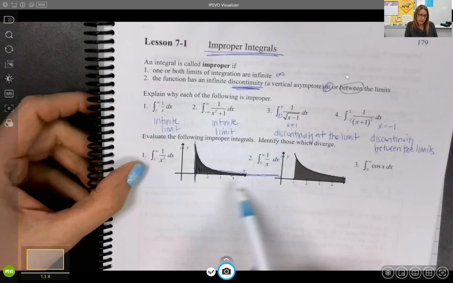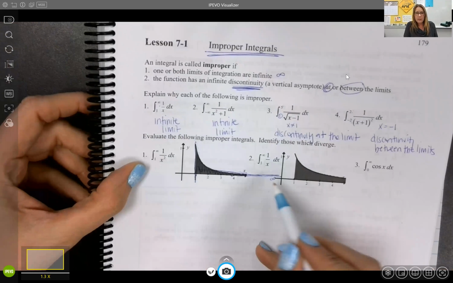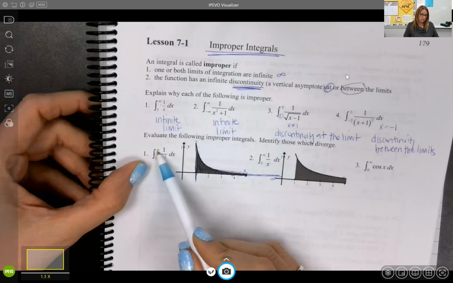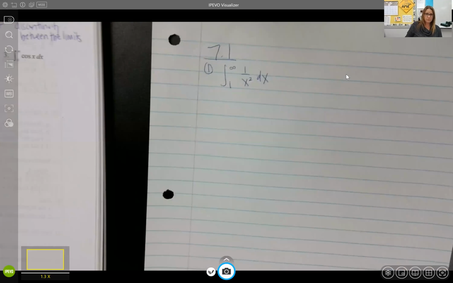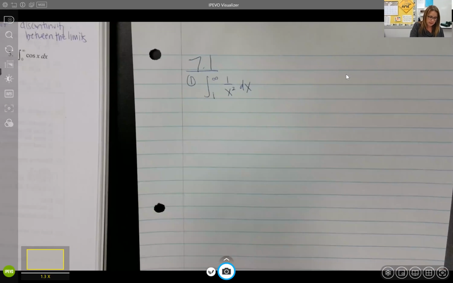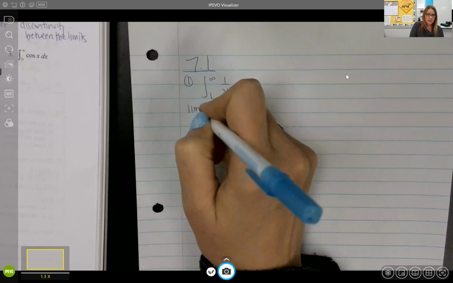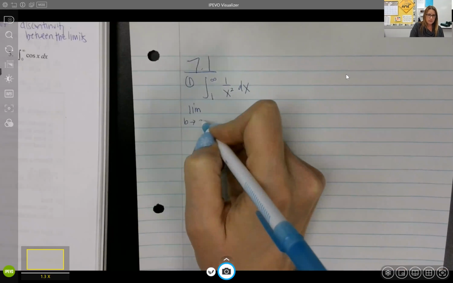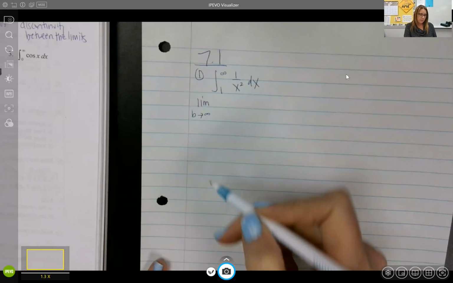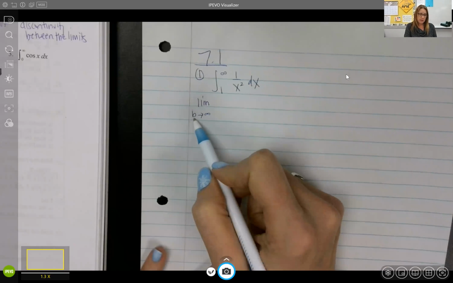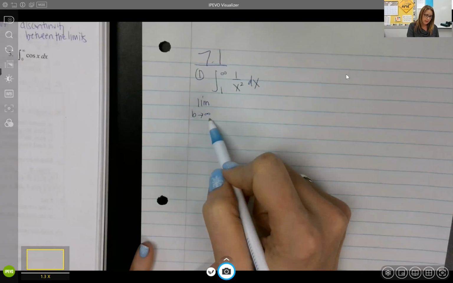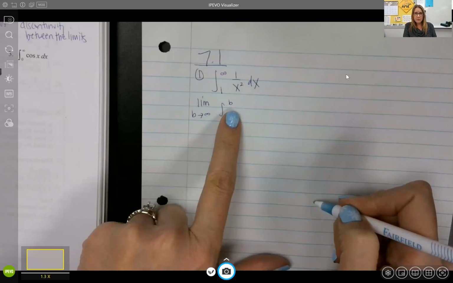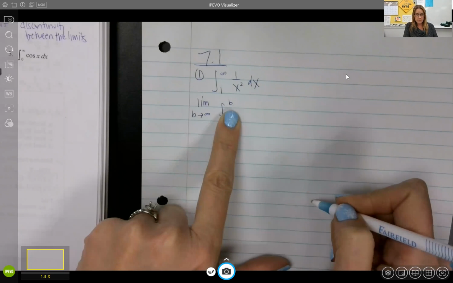Infinity is no way to get there. So what do I do when I want to get close to a number, but I can't get to that number? Hopefully you said we want to take a limit. So I'm going to write the limit, and I'm going to call it b. We're going to say the limit as the value that I plug in approaches infinity. And then instead of infinity, I'm going to write b, from 1 to b. So I'm going to get close to infinity without being infinity.